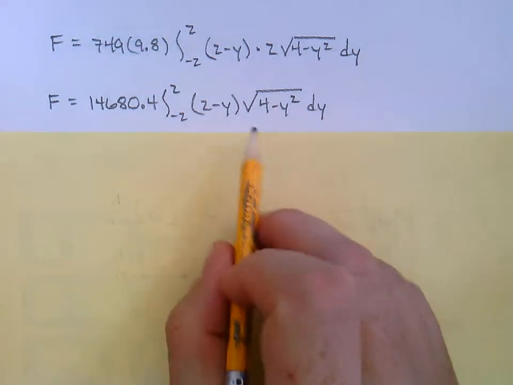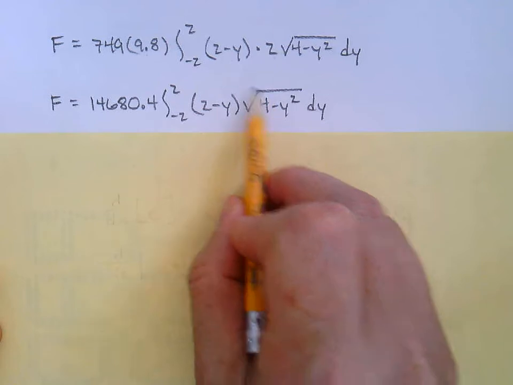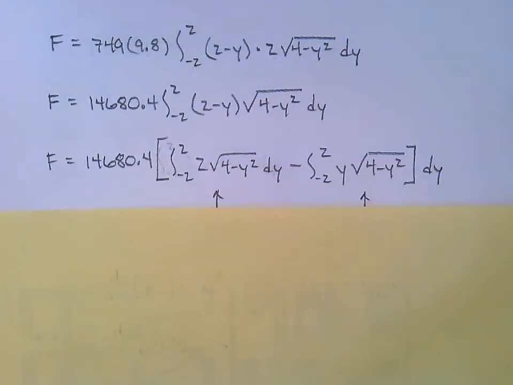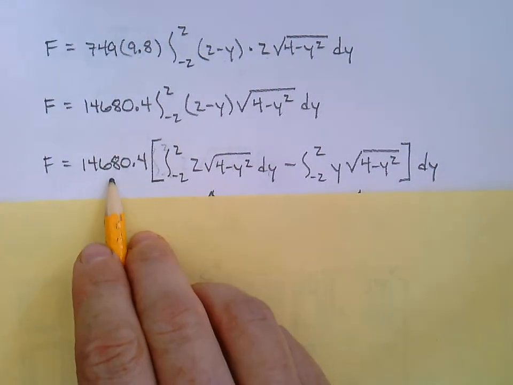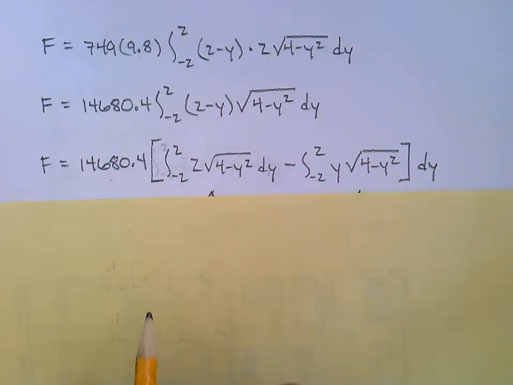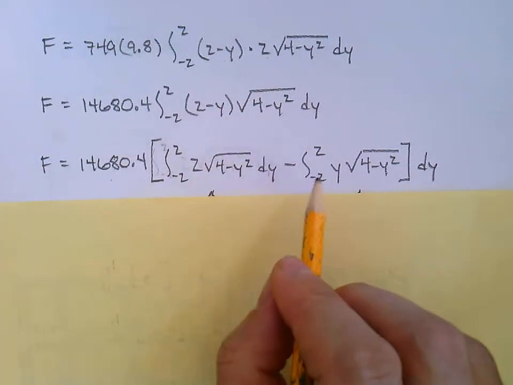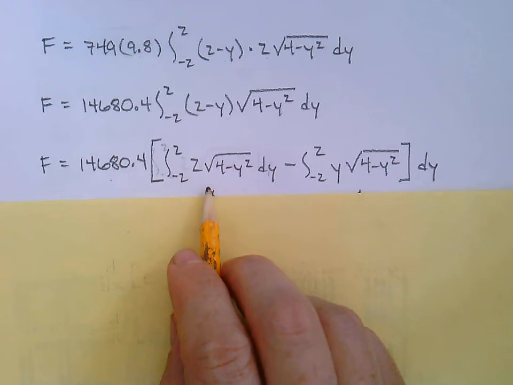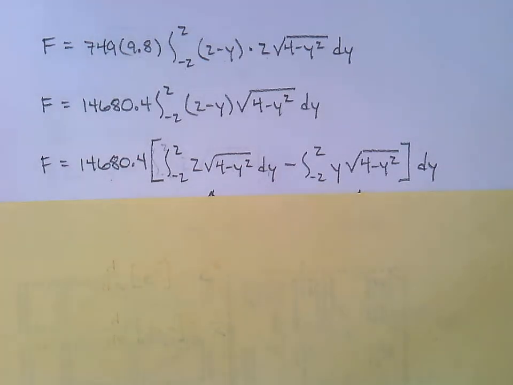Turns out the best way to approach this is to distribute your square root and actually create two separate integrals. And I'll show you that right here. So we'll keep that constant out. Multiplying by 2, subtract, multiplying by y. Okay. And each of these integrals will need a different approach.